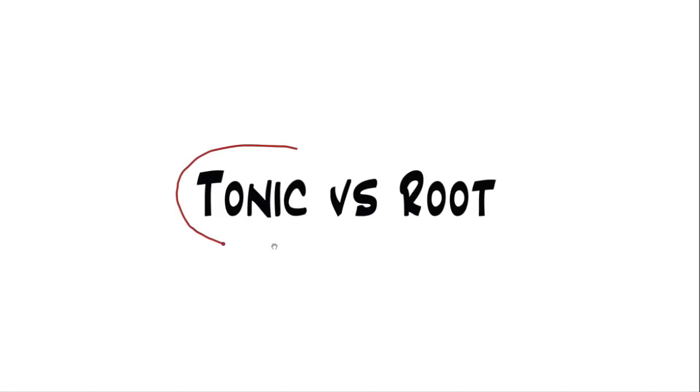First, we'll start with the tonic. The tonic is the first note or the first chord of a scale. The mistake I made previously was talking about the first note of a scale. So in this lesson, that's what we're going to be talking about: the first note of a scale.